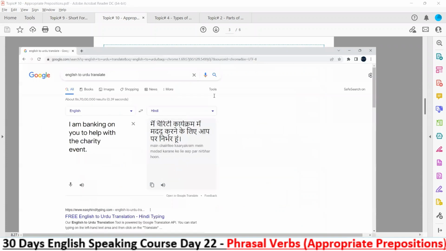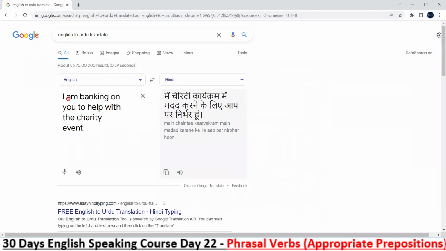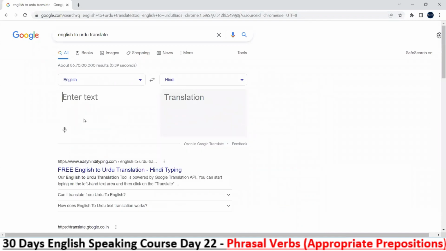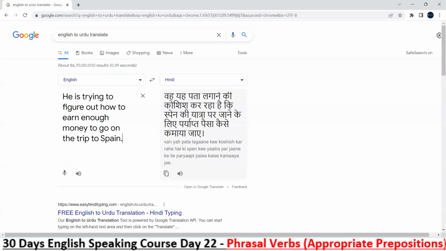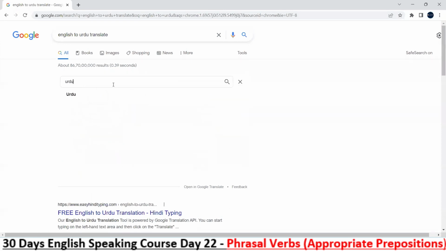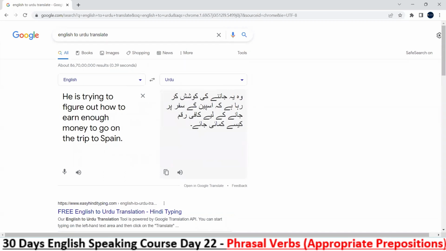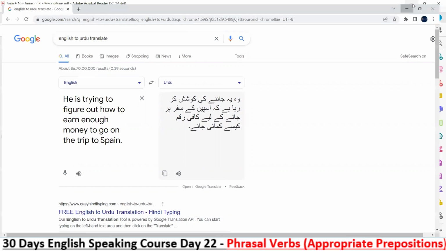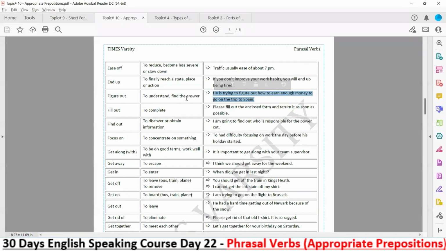Let me translate. उर्दू. वो ये जानने की कोशिश कर रहा है कि स्पेन के सफर पर जाने के लिए काफी रकम कैसे कमाई जाए. He's trying to figure out, find out, find the answer or understand.